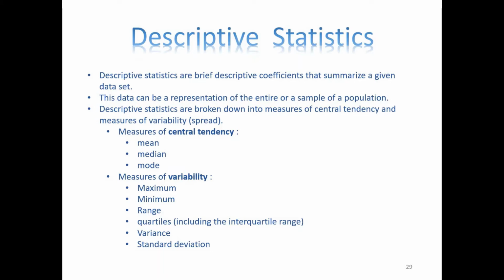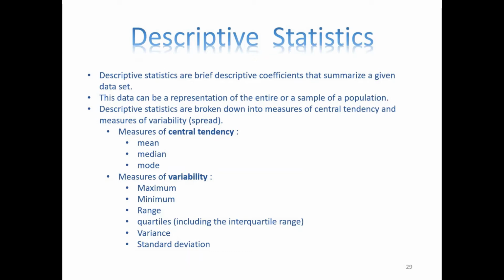Statistics, please remember, are associated with the samples, and parameters are always associated with the population. Hence, descriptive statistics are different values which represent the sample. Now, descriptive statistics are broken down into different measures of central tendency and measures of variability.